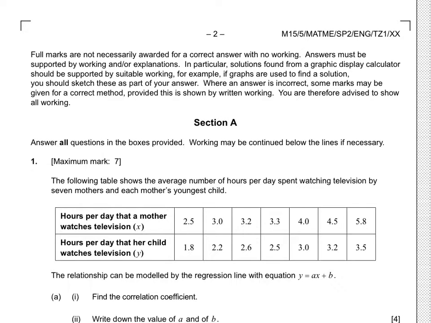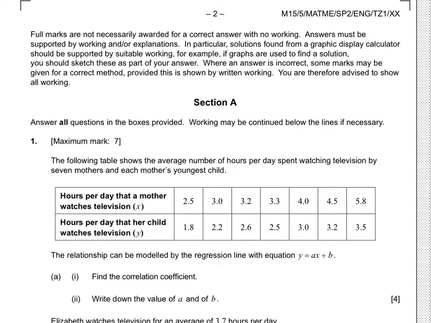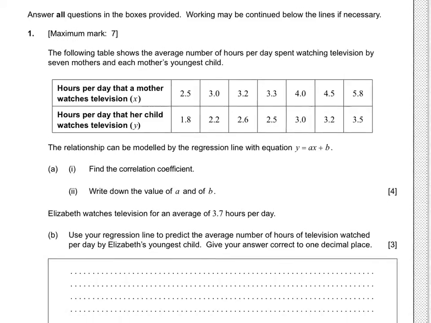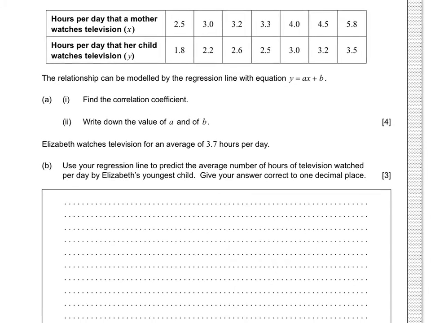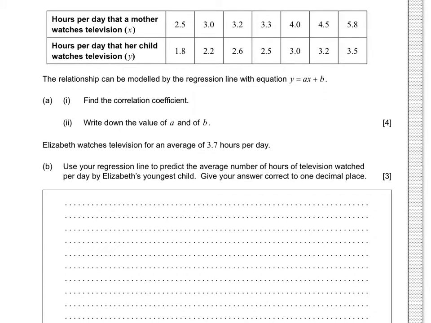This is May 2015, paper 2, time zone 1, question 1, and it's a question about linear regression. We have data about the hours that a mother watches television and how many hours her child watches television. Before you go into this question, you're probably expecting that these two things will be quite strongly correlated. The more someone watches television, the more the kid will. Seems quite likely to me.